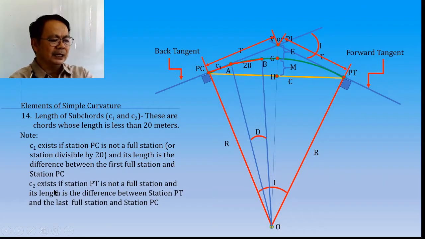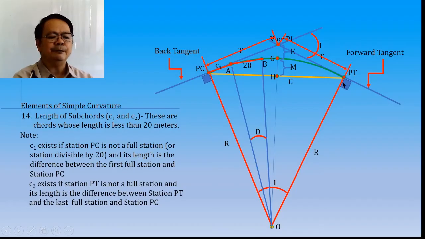Ang C sub-2 naman nag-i-exist kapag ang station PT natin, itong point na ito, ay hindi divisible by 20. Halimbawa, 75. Hindi siya divisible by 20. And before that 75, there is a point that is divisible by 20. Yung point na yon ang tinatawag nating last full station. We call that as the last full station.